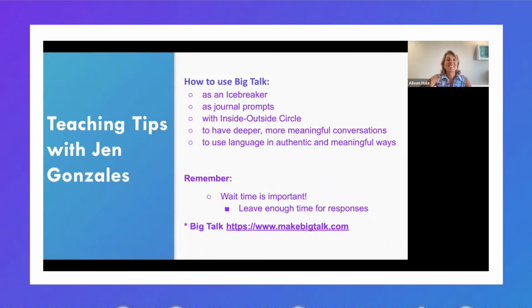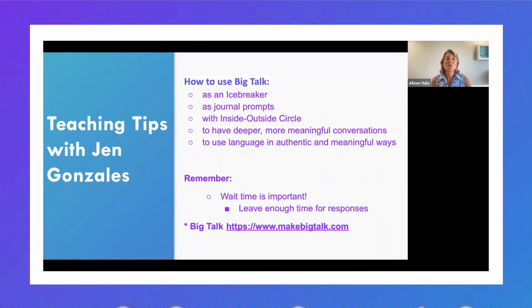To summarize Jen's teaching tips for how to use Big Talk. Big Talk can be used as an icebreaker to start off a class, get students talking, as journal prompts, giving your students extra time to write and reflect individually, even sharing their journal prompts after they've had that writing time, with inside-outside circles where they can face one another and rotate, having opportunities to chat with one another for timed conversations at your discretion.